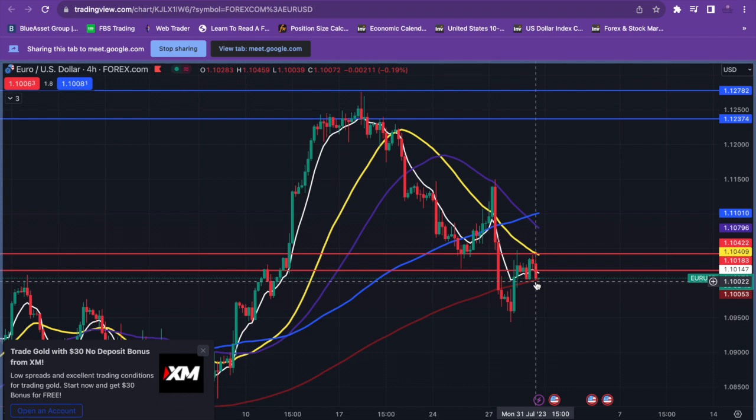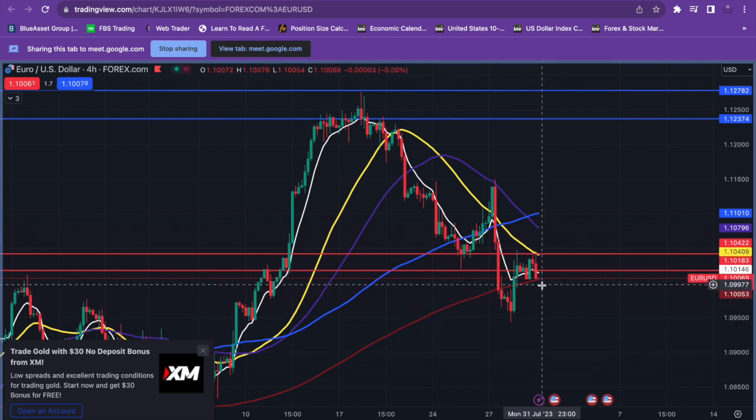We have the NFP coming out on Friday. So the likelihood that the price will go up, I doubt it, because interest rates were hiked last week for the dollar. So I think we might see a bit more downside on this. What's going to happen now?